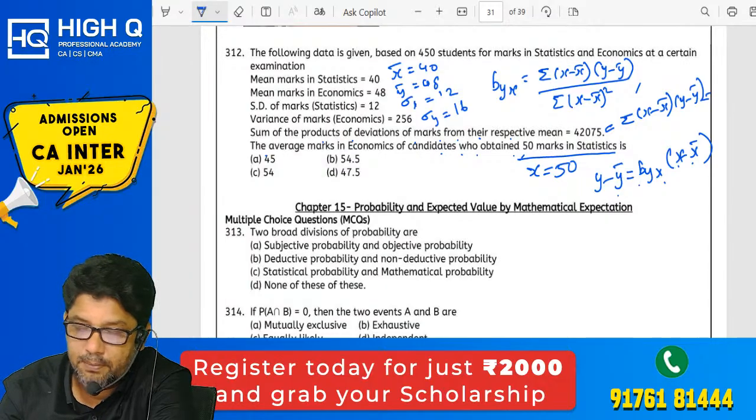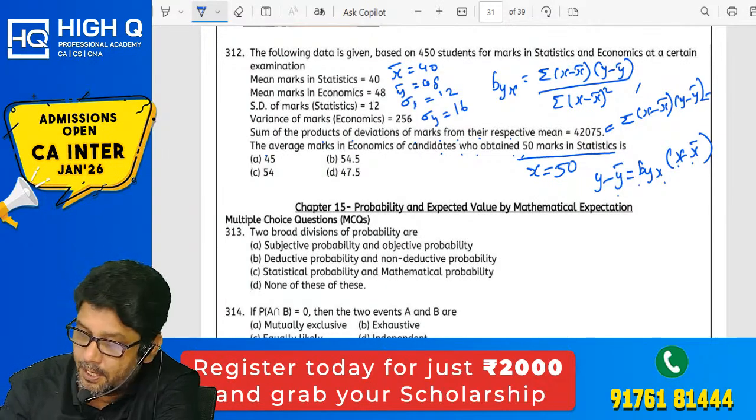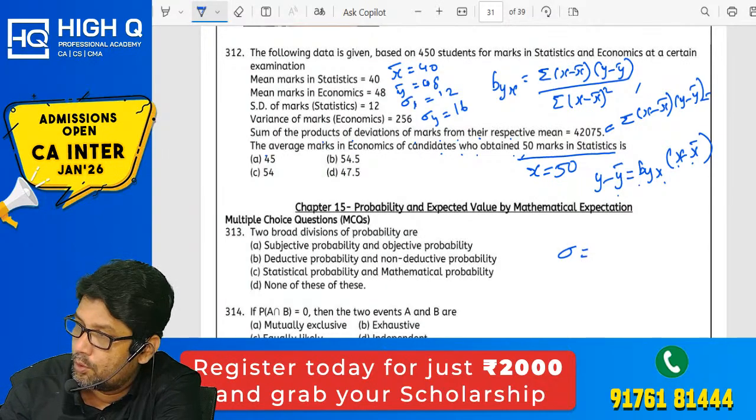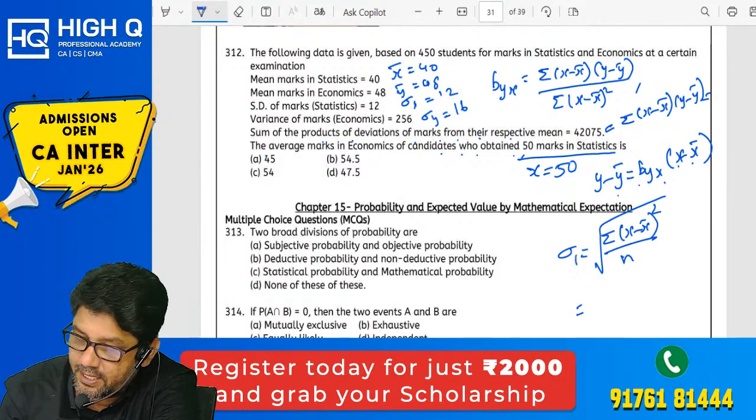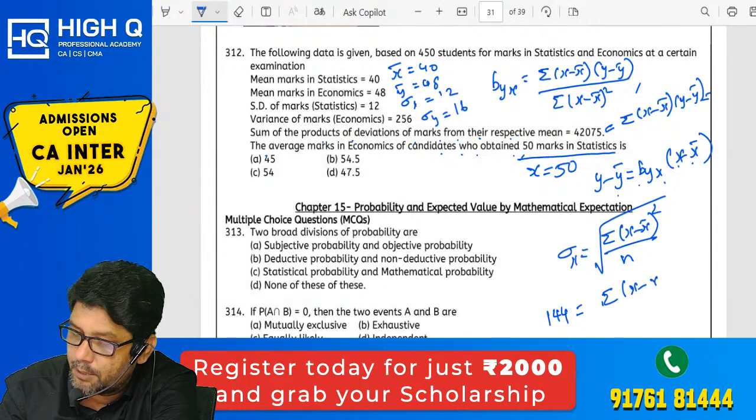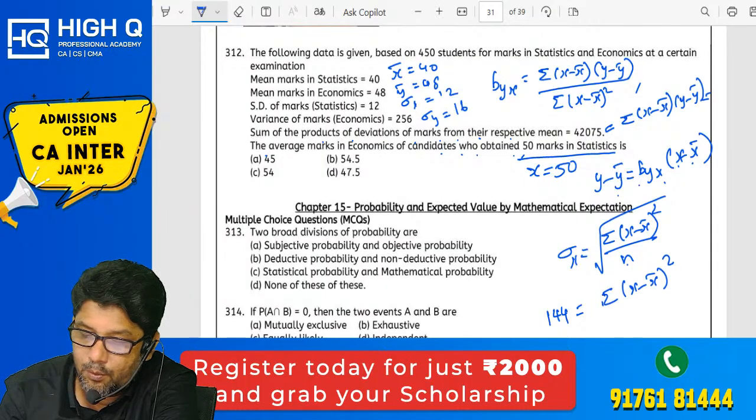Sir, summation x minus x bar the whole square is not given, sir. The standard deviation formula you know. Am I right? Root of summation x minus x bar the whole square divided by n. Standard deviation of x is given as what? 12. So let me square it on both sides. 144 is equal to summation x minus x bar the whole square divided by n. What is n equal to?